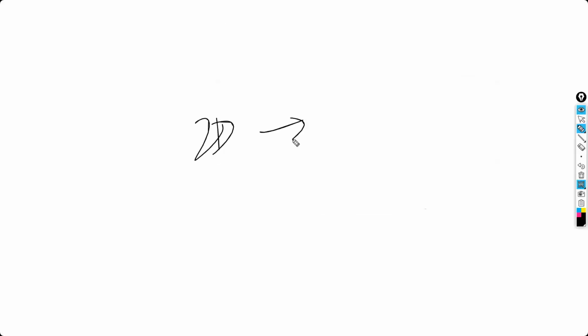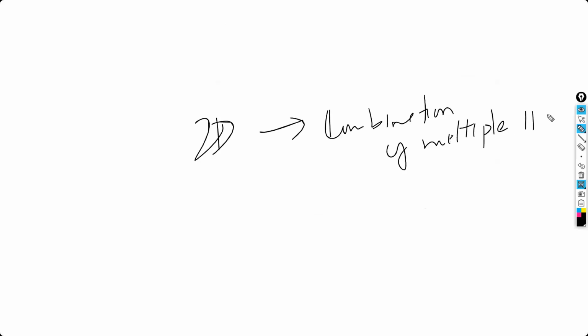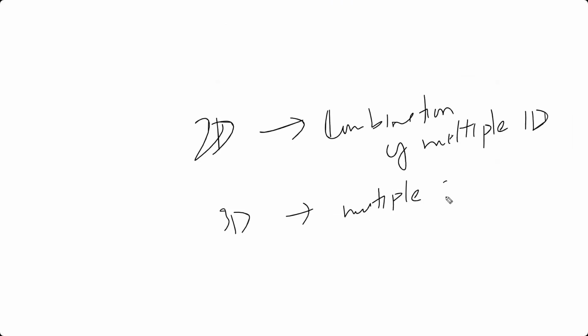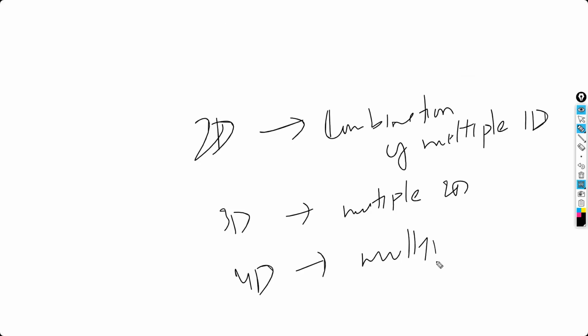So what is 2D basically? It is a combination of multiple 1Ds. Multiple 1Ds are called 2D. What is 3D? Multiple 2Ds are called 3D. What is 4D? Multiple 3Ds are called 4D. What is 5D? Multiple 4Ds are called 5D. Right? Are the points clear?